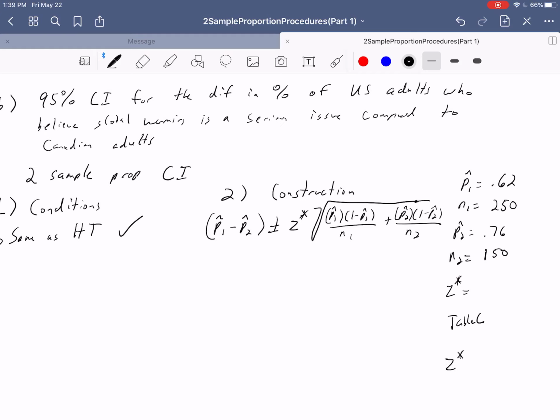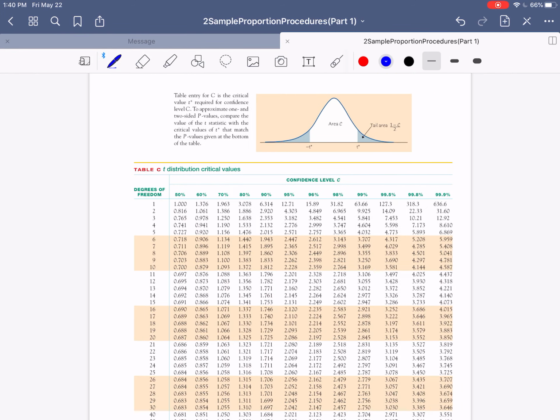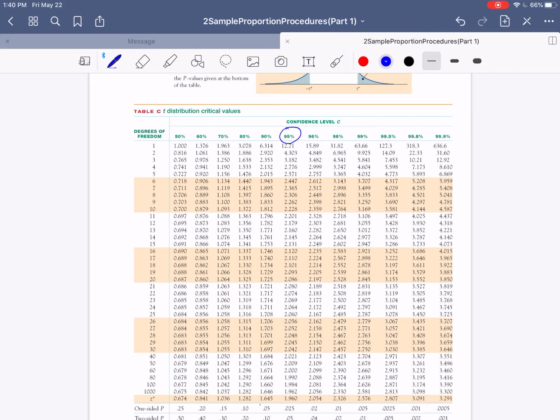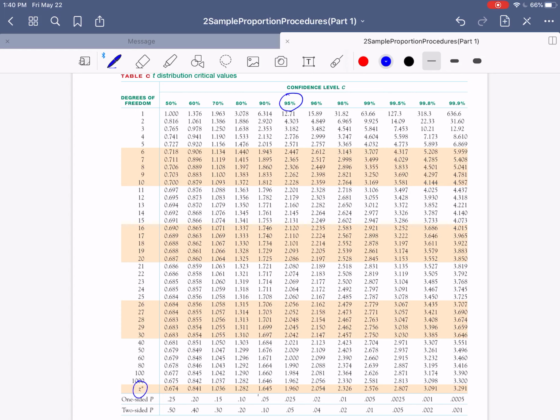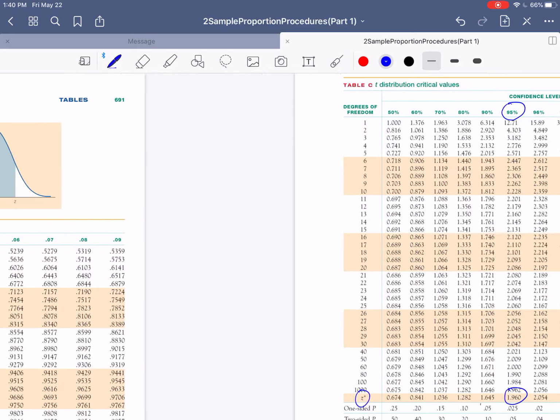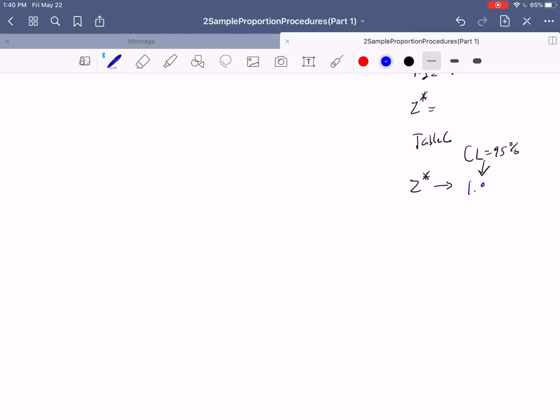For z star, we can look that up on table C. We can do z star and our confidence level as 95%. But we've done 95% z star a couple times already. We should remember that that's going to come out as 1.96. Let's just go ahead and remind ourselves, though. If we look here, and we zoom out, there's our 95%. There's our z star, 1.960. So that does confirm what we've seen from our other videos. So our z star here is 1.960, and we can make use of that.